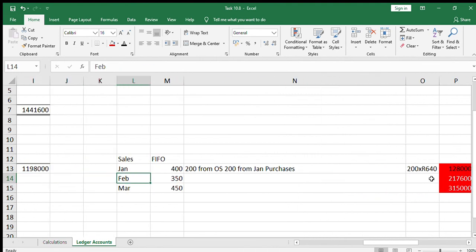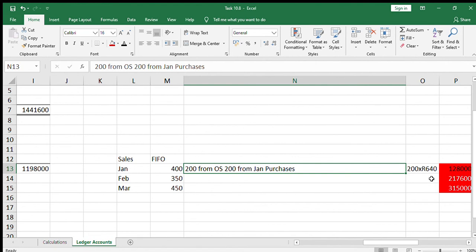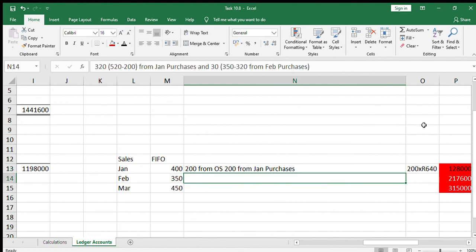The next month we go into is February. 350 units were sold. But remember, the opening stock is now finished in January sales. But January purchases, there's still some stock left there. So we need to sell that first before we sell February stock. Okay, so in January, 520 units were purchased. 200 were sold in the month of January. That means we are left with 320 units from January. And the remaining 30 units will be taken from February's purchases.